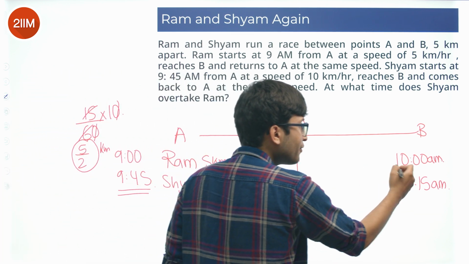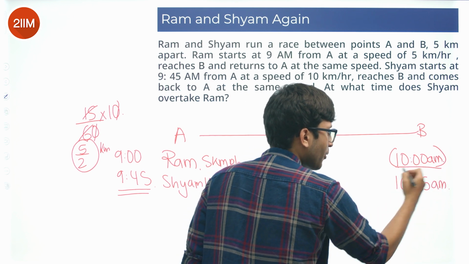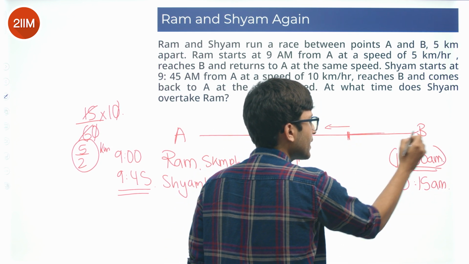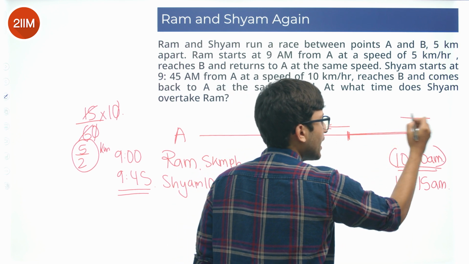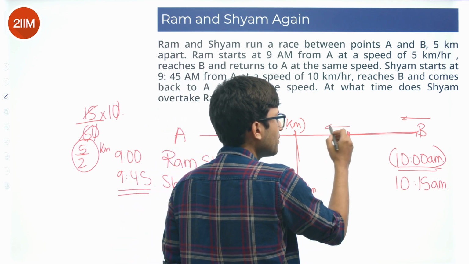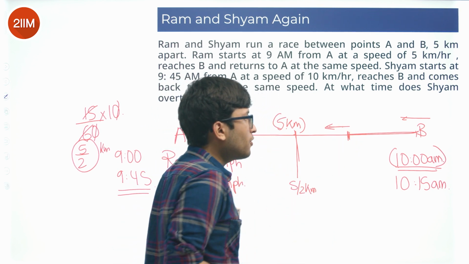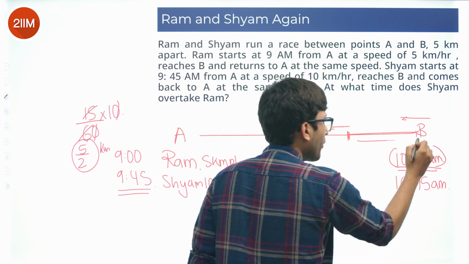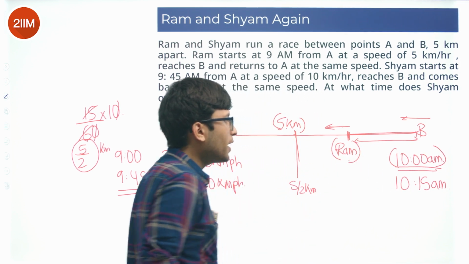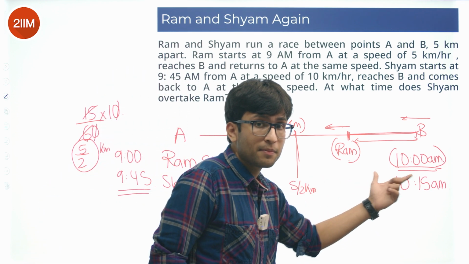Okay, but at 10:15, as Ram has reached point B at 10 a.m., Ram would have already traveled a few kilometers, right? In this direction, Shyam would start moving in this direction, but Ram would have already traveled a few kilometers. Let us find out how much is the distance between point B and the point where Ram is now at 10:15.